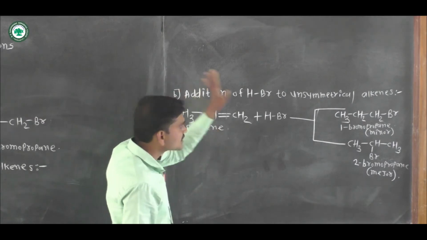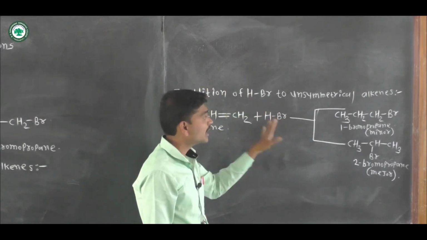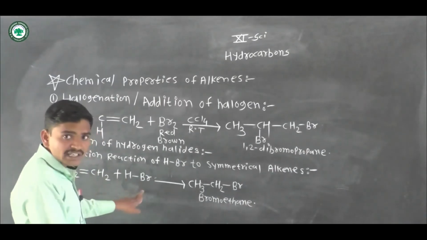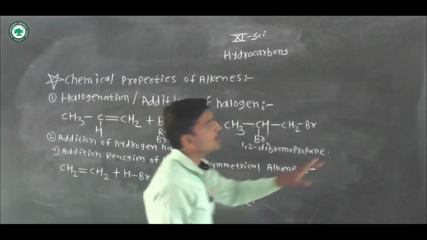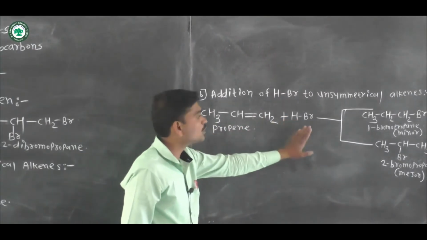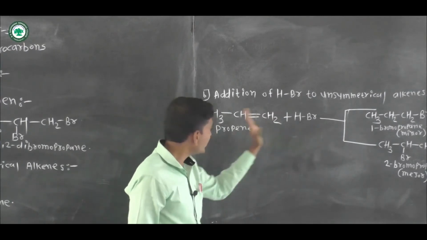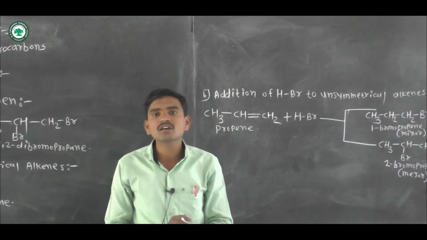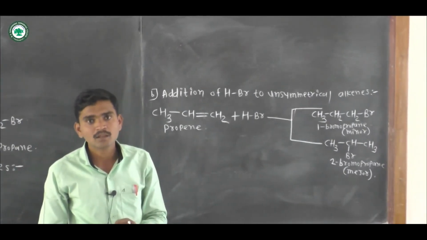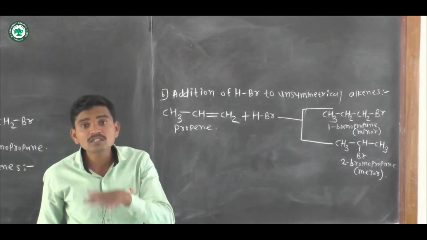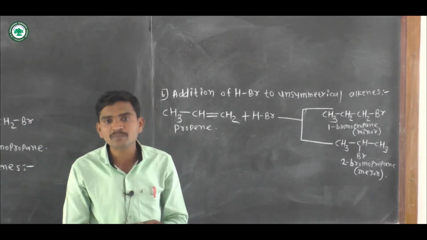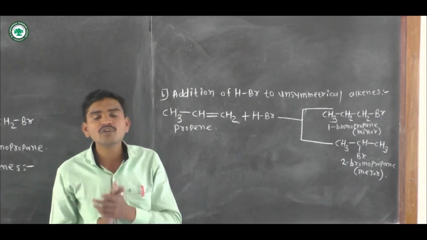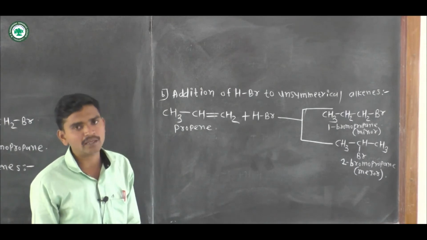When an unsymmetrical alkene is added to an unsymmetrical reagent, it gives two products. In case of symmetrical alkene reacting with unsymmetrical reagent, it gives only one product. But when an unsymmetrical alkene is added to the unsymmetrical reagent, it gives two products, and the major product is according to the Markovnikov rule. The Markovnikov rule states that when an unsymmetrical alkene is added to the unsymmetrical reagent, the negative part of the reagent is attached to that carbon which has the lesser number of hydrogen atoms.